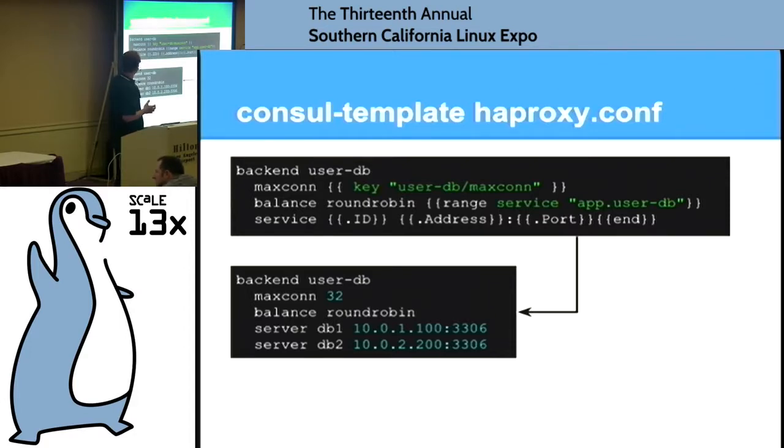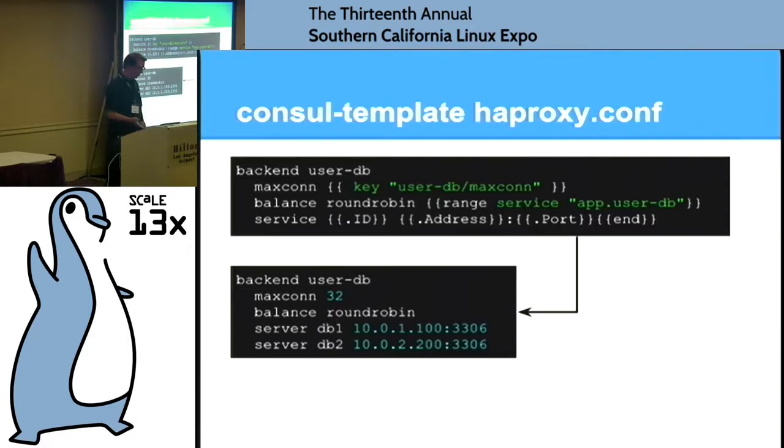We're doing both cases here where we're using the key value store, which is userdb/max connections again. We're setting that dynamically in addition to the membership of the service entitled app.userdb. So when we spit that through Consul template and wrap it for haproxy.conf, it comes up with the values in blue there, 32 for the max connections and a couple different members of that particular service.